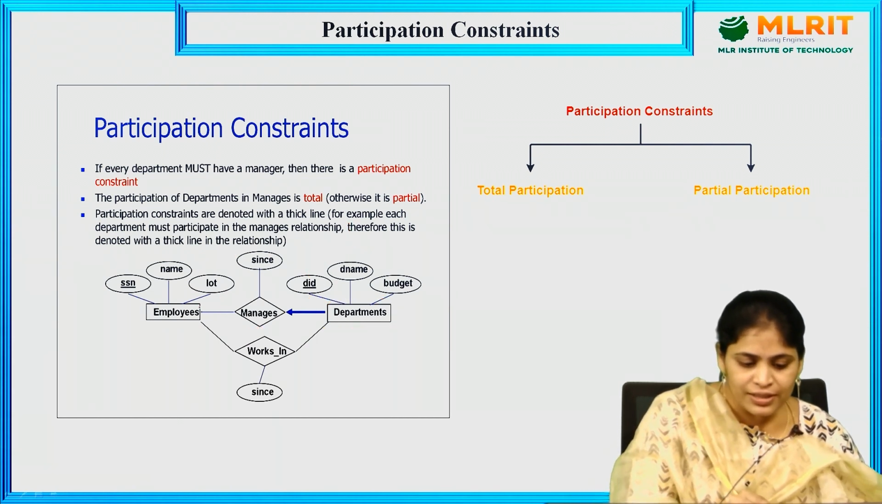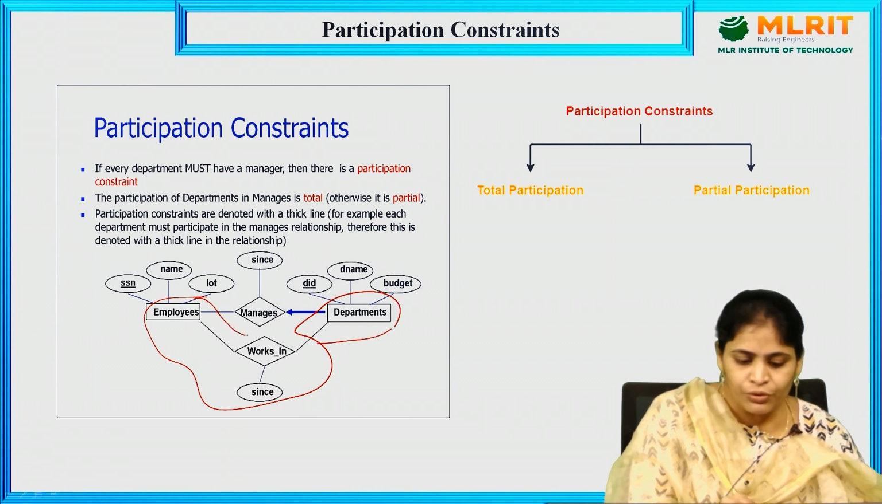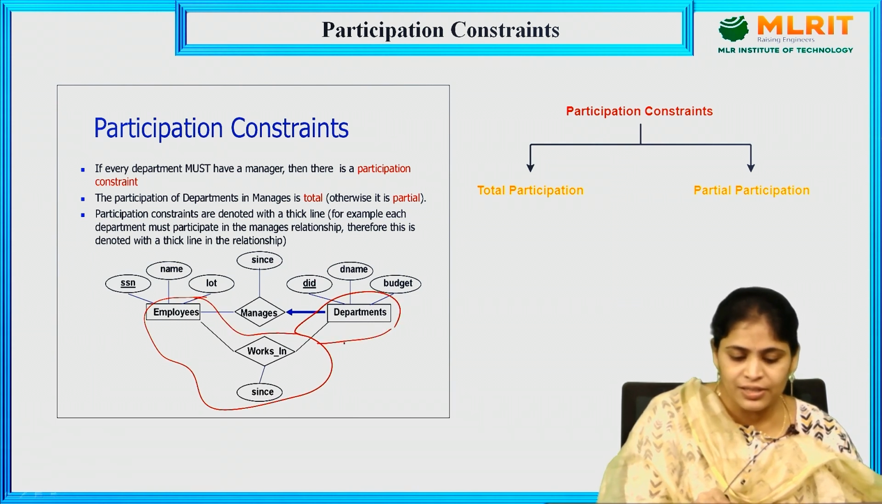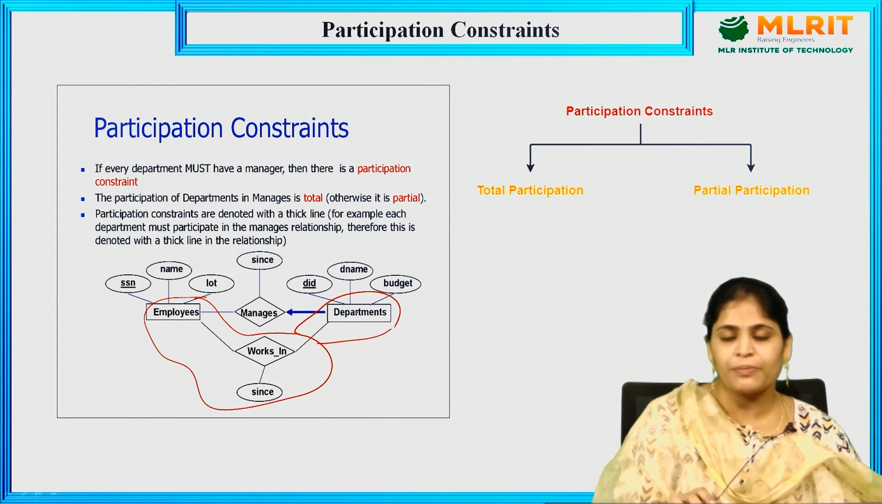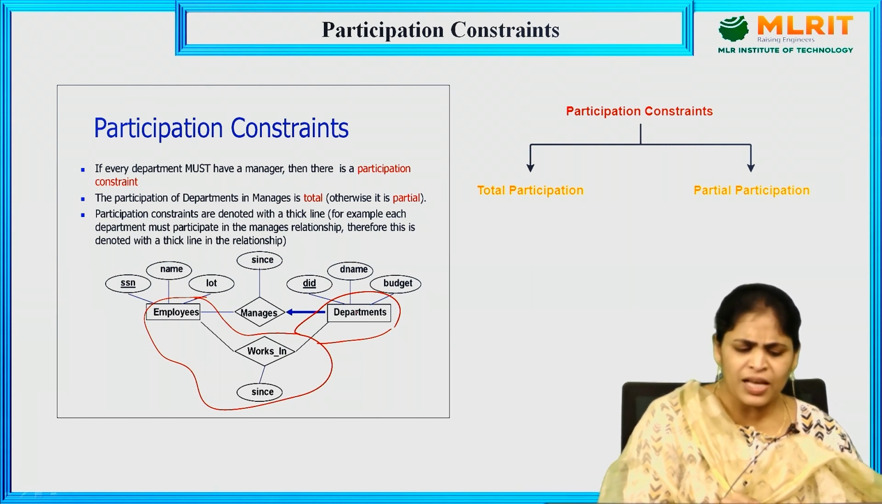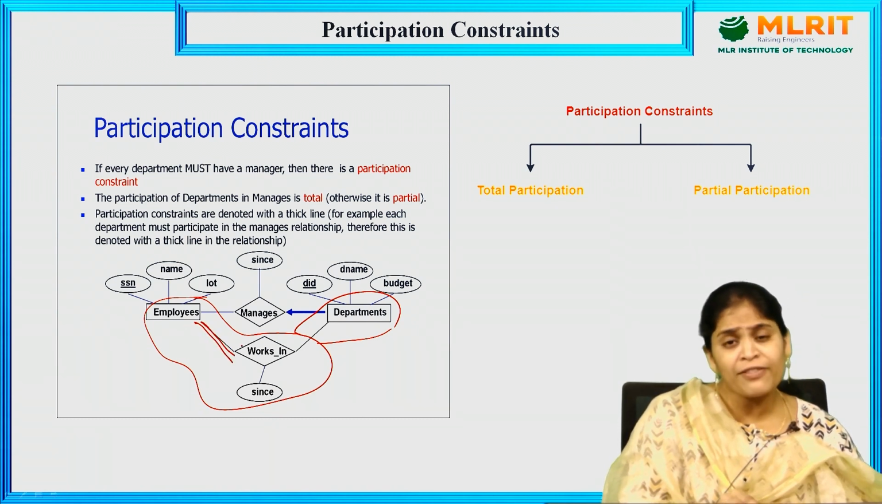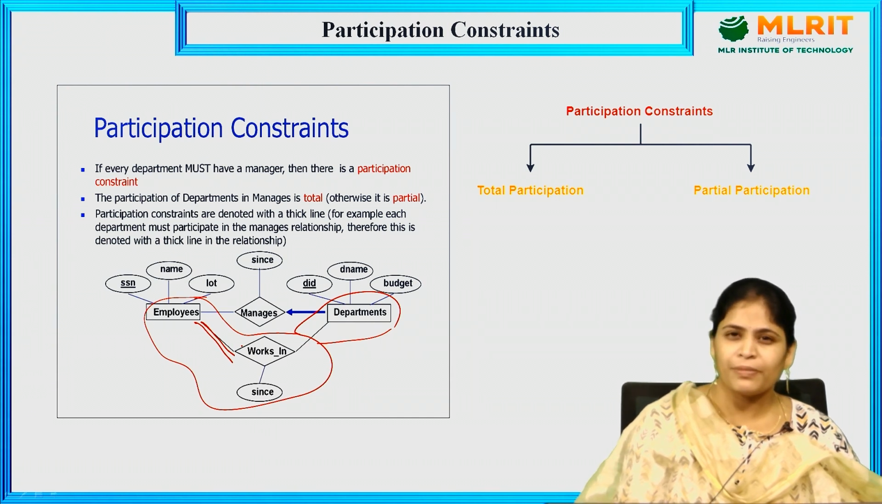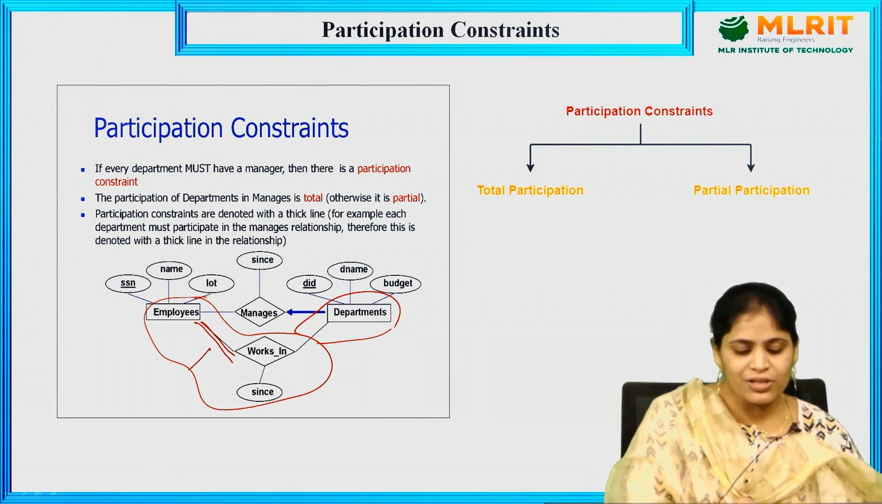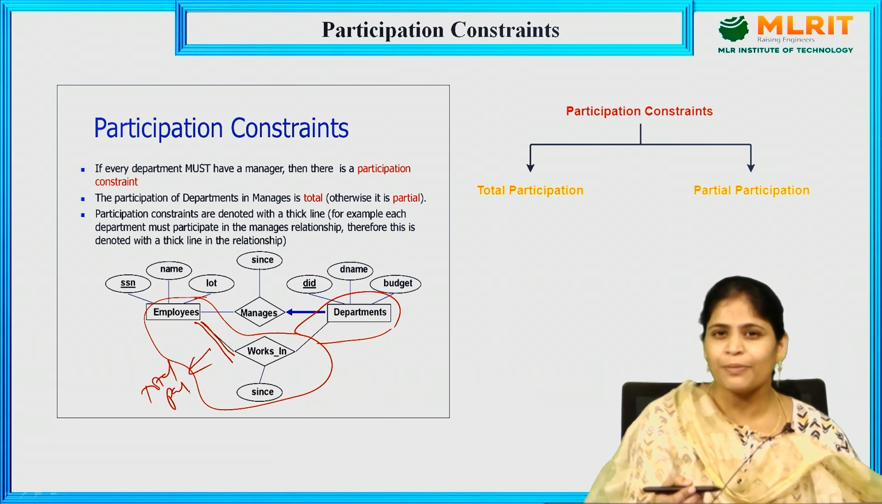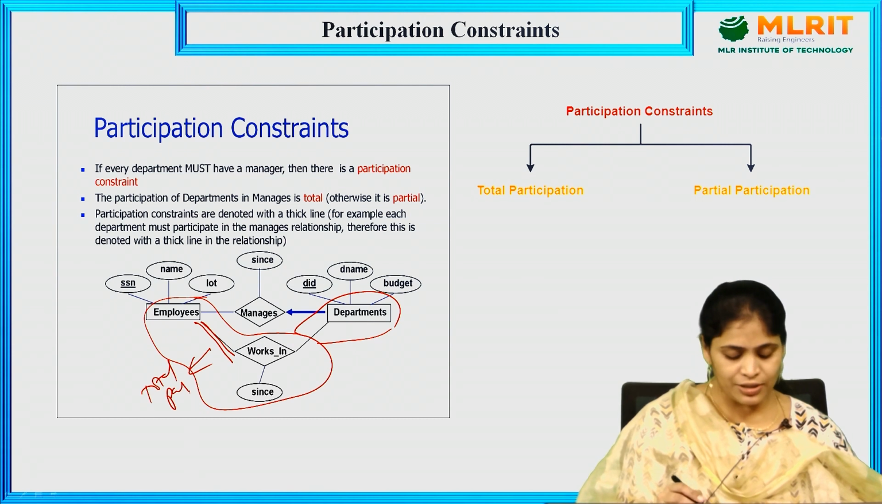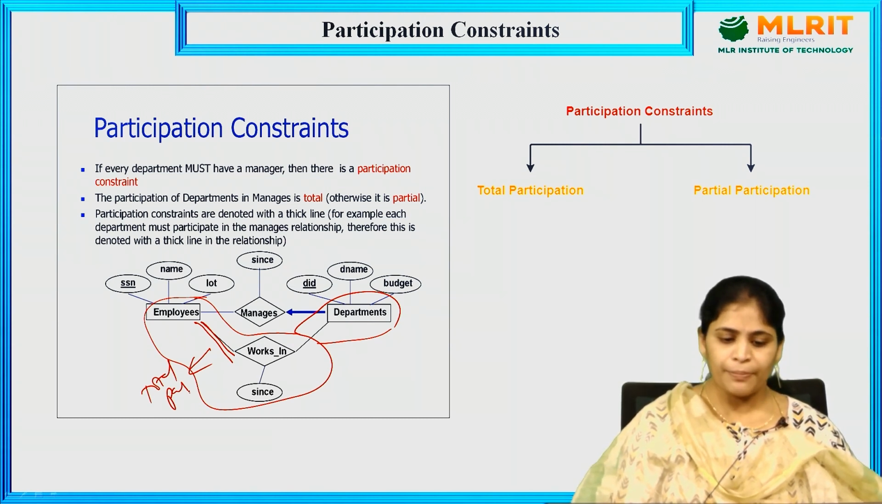Now let us consider this relationship excluding managers. Employee works in departments. So here we can consider the employee with a double line. Each and every employee works in departments, right? So this can also be considered total participation. Why? Because each and every employee works in a department. So that is the basic difference between total and partial participation.